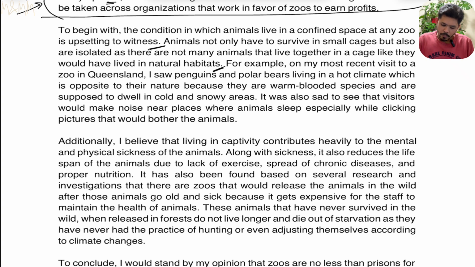That is the best way of structuring your body paragraphs which have explanations about your ideas. So, for example, on my recent visit to a zoo in Queensland, I saw penguins and polar bears living in a hot climate, which is opposite to their nature because they are warm-blooded species and are supposed to dwell in cold and snowy areas. So now I have shared one of my real life experiences. Now, if you're lucky and you get an essay topic which you've experienced sometime in your past, or you've seen someone who's gone through that, it becomes very easy to think about ideas and examples in those scenarios.